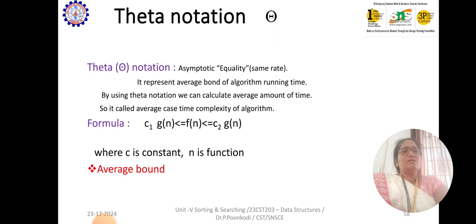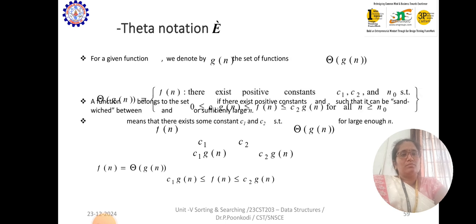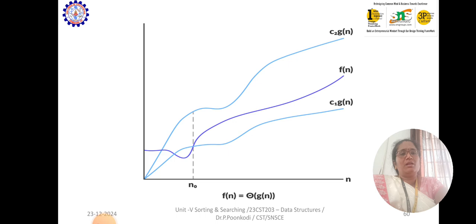The next one is the theta notation. The theta notation provides a tight bound on a time complexity. C1 of g of n is less than or equal to f of n, which is less than or equal to C2 of g of n, because both upper and lower bounds are there. This is the diagrammatic representation. F of n is there, with c1 into g of n and c2 into g of n. One is the upper bound and one is the lower bound.